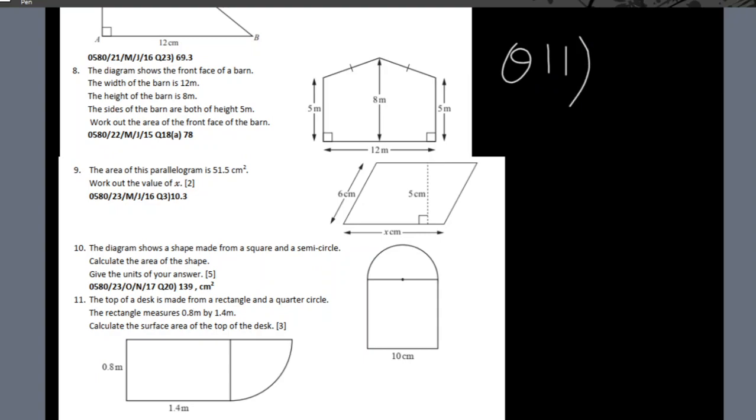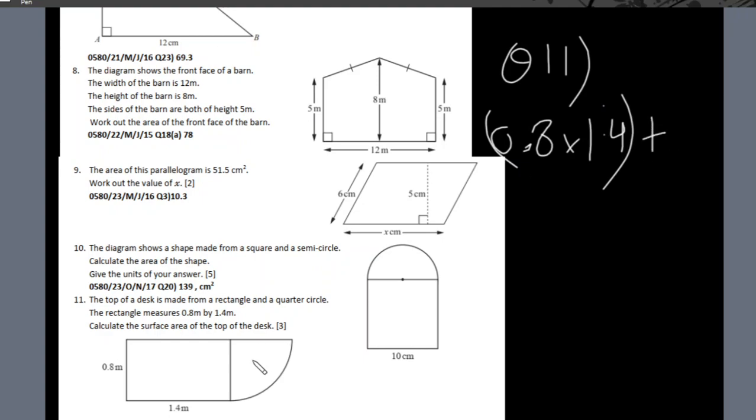The top of a desk is made from a rectangle and a quarter of a circle. The rectangle measures 0.8 by 1.4 meters. Calculate the surface area of the top of this desk. So simply we need the area of this desk. So 0.8 times 1.4 is the area of the rectangle plus the area of a quarter of a circle.